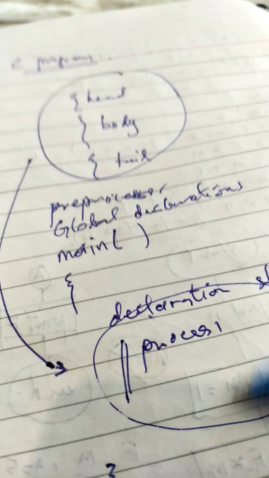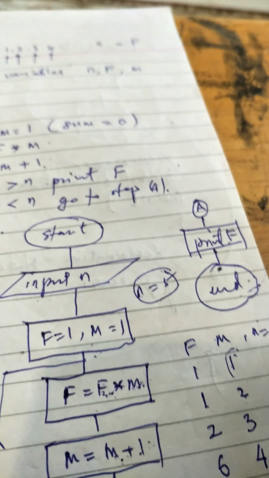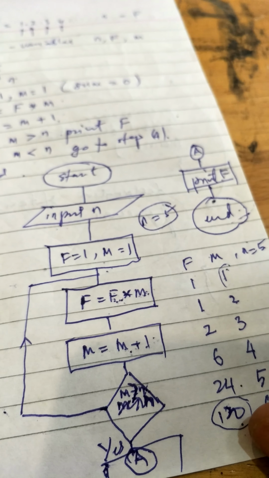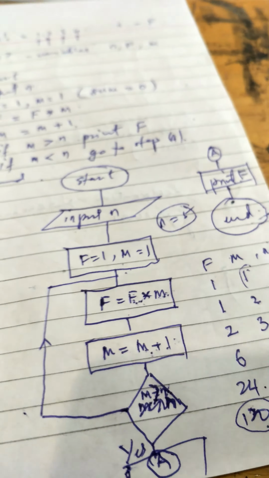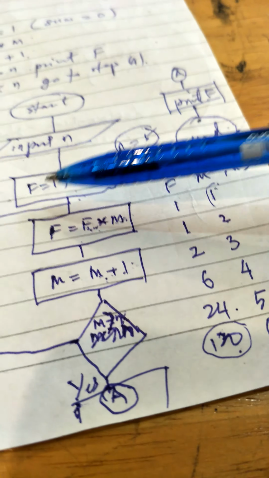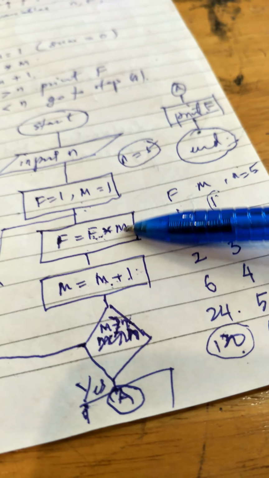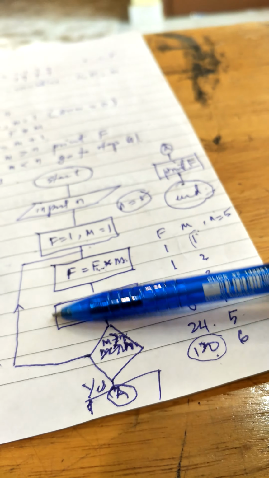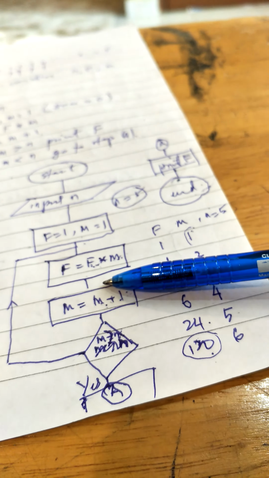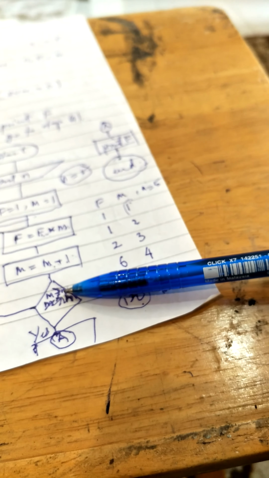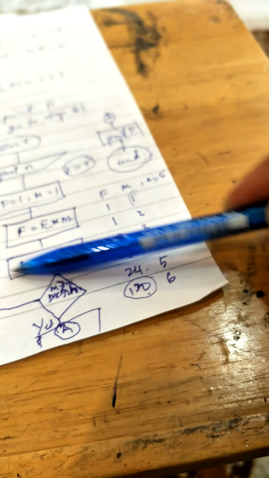Okay, for example, in the case of finding n factorial, the process here is the input n, giving the initial value is a process, this multiplication is also a process, adding the counter is a process, printing is a process. Okay, we need all those things.